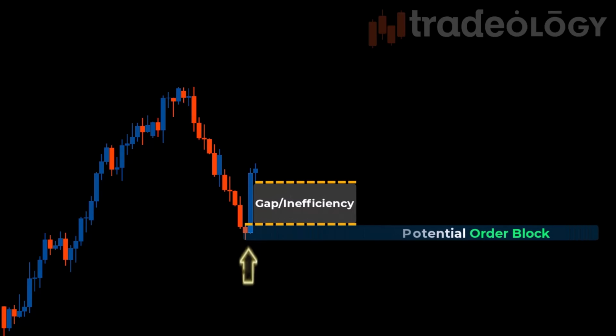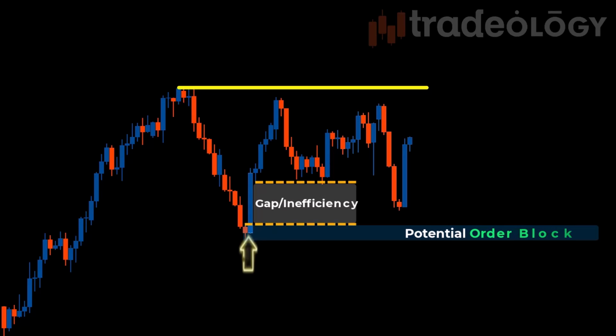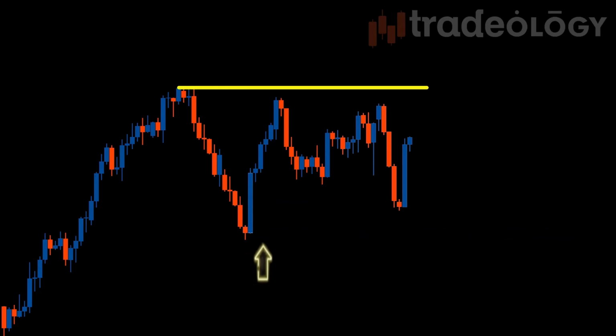In this video, we're breaking down order blocks the simplest way possible. First, check this out. The price shoots up with huge momentum plus some inefficiency, hinting at a possible order block. But here's the catch. Since there's no break of structure yet, this block isn't valid just yet.